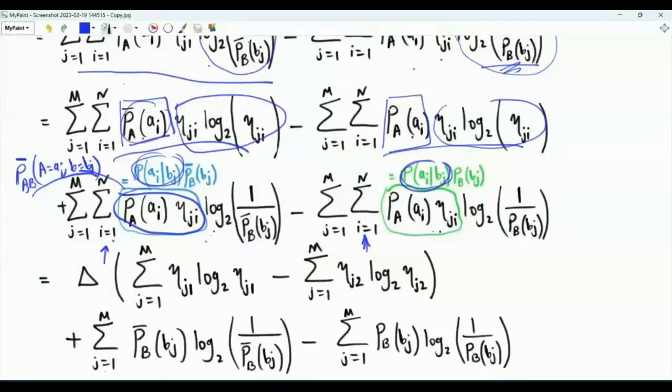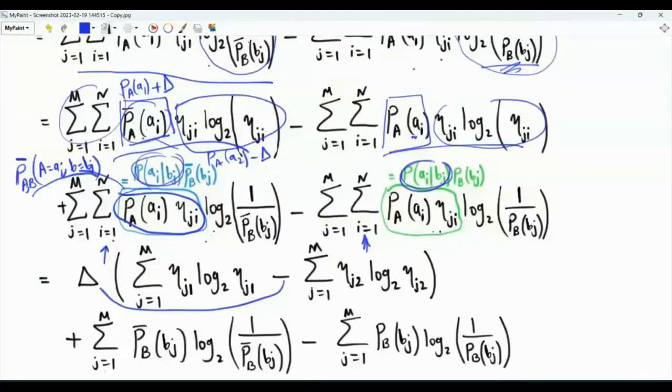In this case, if i is equal to 1, then this probability is equal to P(a1) plus delta. So we end up with delta, and then multiplied by the summation j from 1 to m, eta j1 log eta j1 to the base 2. If i is equal to 2, then this probability becomes the probability of a2 minus delta. But here we have the probability of a2. So the surviving term will be minus delta, and then the summation j from 1 to m, eta j2 log eta j2 to the base 2.